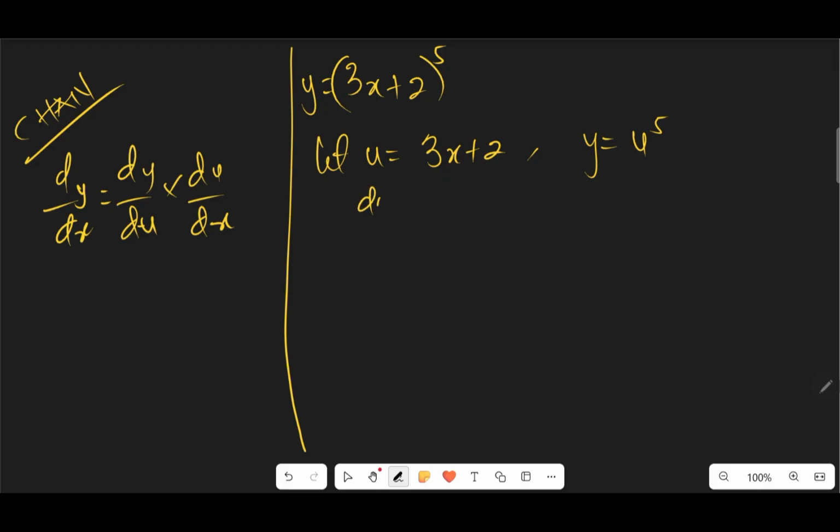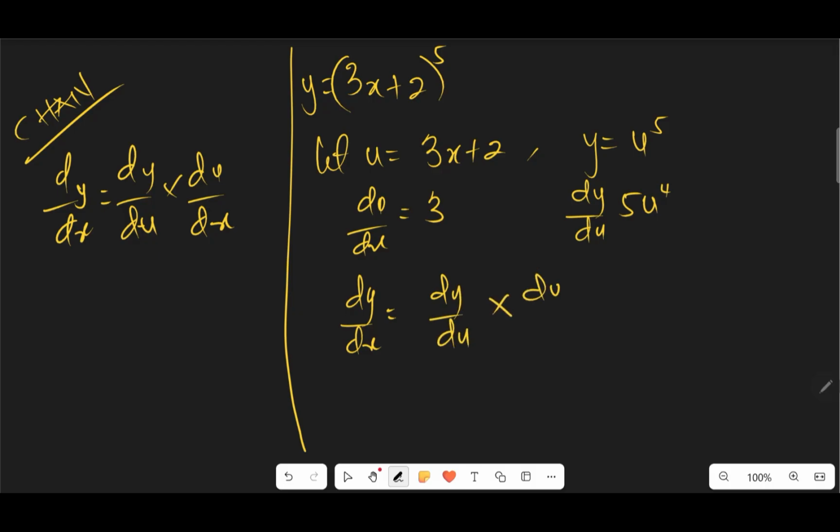Then here we will find du over dx, and du over dx is going to give me 3. And here we will find dy over du, and dy over du is also going to give us 5u to the power 4. Now from there, what do we do? We multiply, we bring it together. So our dy over dx is simply dy over du multiplying by du over dx.